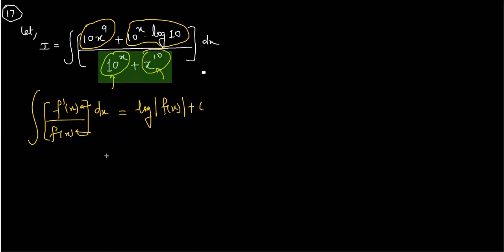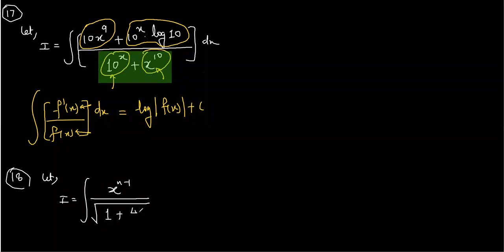Then I take question number 18. The 18th one is, let I equal to integral of x raised to n minus 1 divided by square root of 1 plus 4x raised to n. So this is again a very simple question. Look at the content of the denominator. What is the content of the denominator? It is 1 plus 4x raised to n.